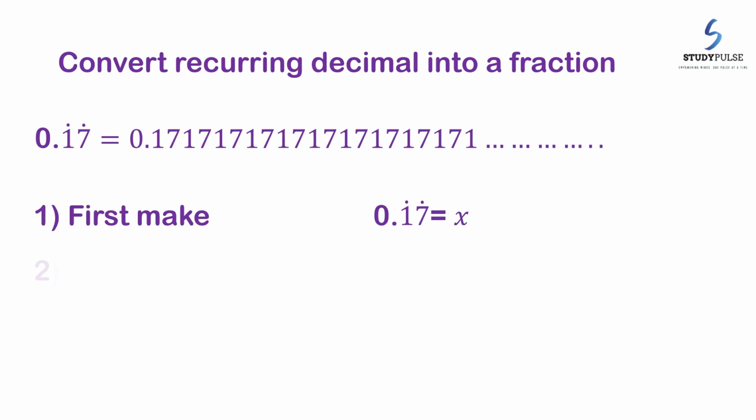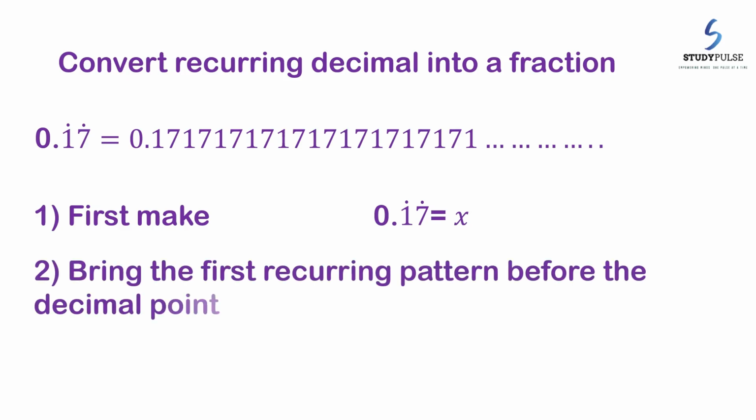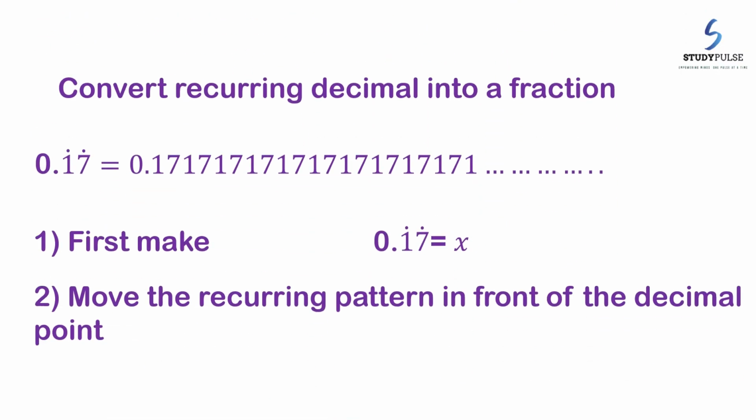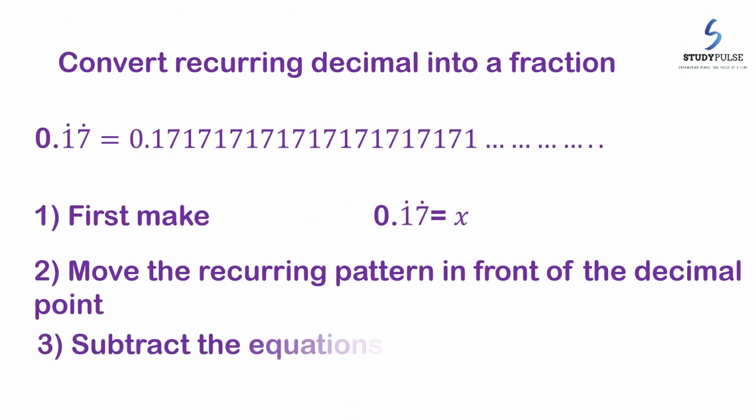Then you're going to bring the first recurring pattern before the decimal point. In order to do so, you have to multiply 0.17 recurring by 100 to bring both of the repeating numbers before the decimal. When you do so, you multiply the x by 100 as well, because you're making it 100 times bigger to bring the recurring pattern before the decimal. Once you do that, you're going to subtract the equations so that the recurring patterns will cancel out.